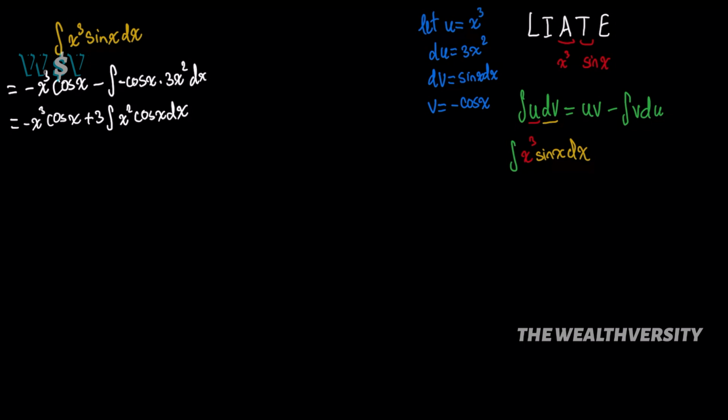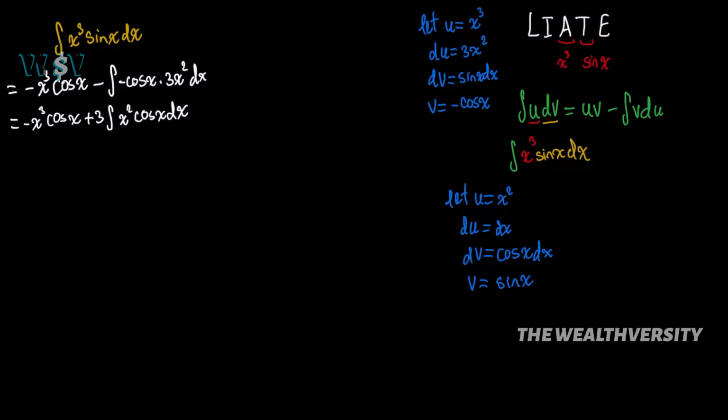Now, unlike the first example, this integral is not easy to solve right away. So we will do the integration by parts process again. We will let u equal x squared since it ranks higher in LIATE. So du will be 2x dx, and dv will be cos x dx, and the antiderivative of cos x is just sine x, which will be v.